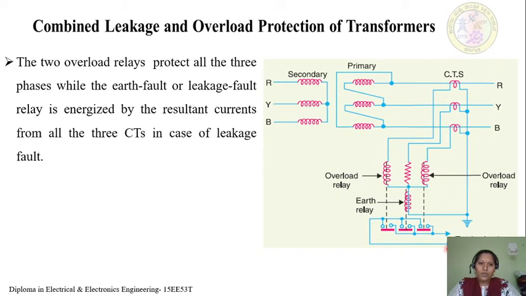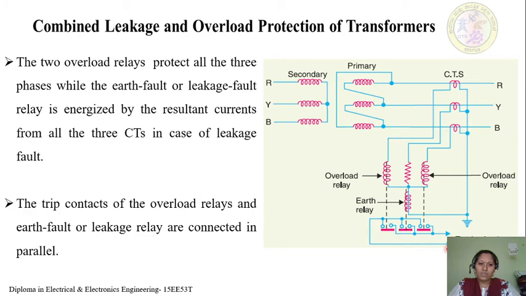The two overload relays protect all the three phases, while the earth fault or leakage fault relay is energized by the resultant currents from all the three CTs in case of leakage faults. The trip contacts of the overload relays and earth fault or leakage relay are connected in parallel. Till now we have seen the construction of this combined leakage and overload protection of the transformers.